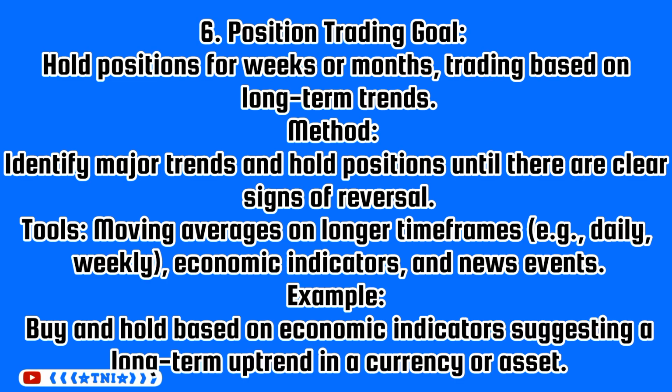6. Position trading. Goal: hold positions for weeks or months, trading based on long-term trends. Method: identify major trends and hold positions until there are clear signs of reversal. Tools: moving averages on longer timeframes, e.g. daily, weekly, economic indicators, and news events. Example: buy and hold based on economic indicators suggesting a long-term uptrend in a currency or asset.